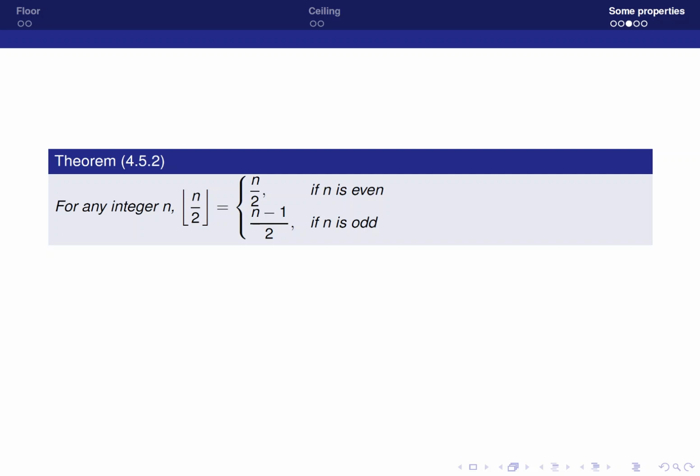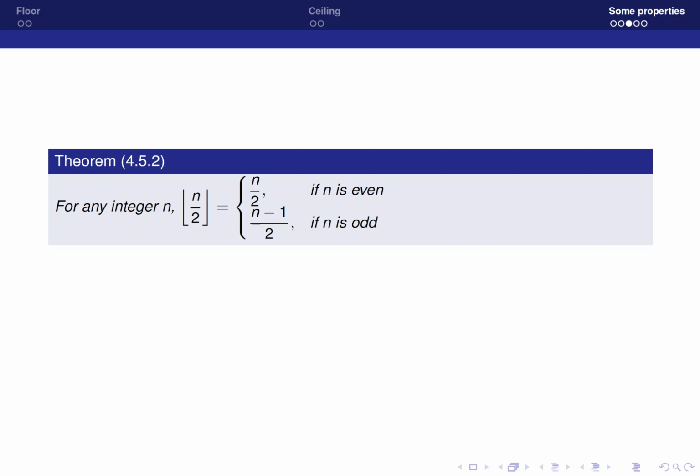The final remaining theorem that I want to discuss with you in this section is Theorem 4.5.2. It says, for any integer n, the floor of n divided by 2 is either n over 2 if n is even, or (n minus 1) divided by 2 if n is odd. Let's try to understand what this theorem is saying before we dive deep into the proof.